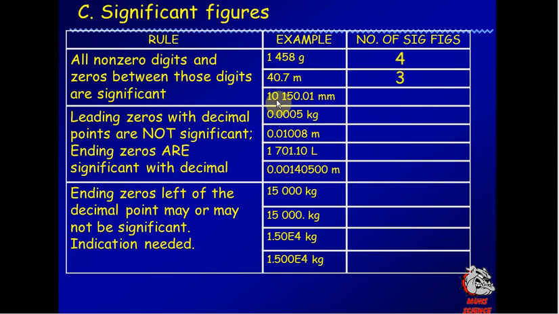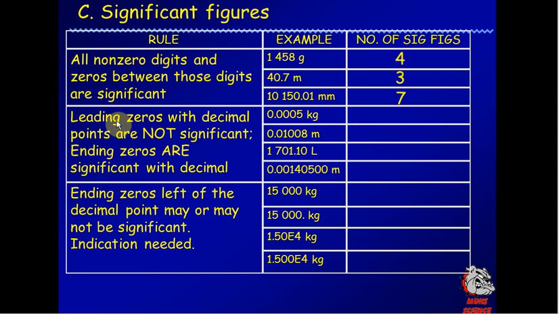10,150.01, this zero is significant, and the two zeros occurring between the 5 and the 1. It doesn't matter how many zeros you have in a row. If they are book-ended by two non-zero digits, they are significant. So in this particular case, we have 5, 6, 7 sig figs.